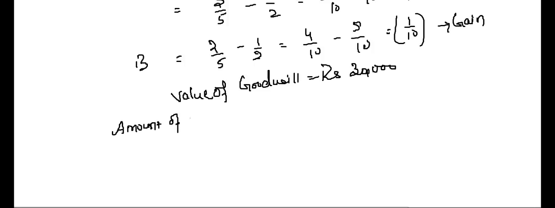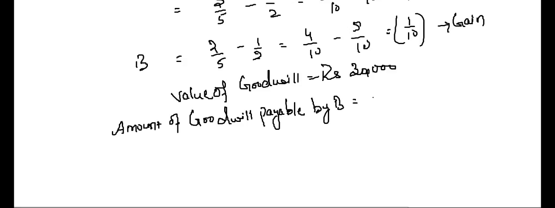Amount of goodwill payable by B, because B is the gaining partner. This is the value of goodwill, that is 30,000 into the gained share. How much is the gain? 1/10. Right? So the gained share will only be 3,000.